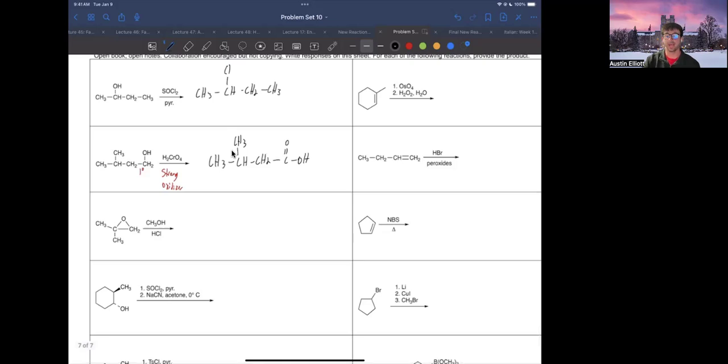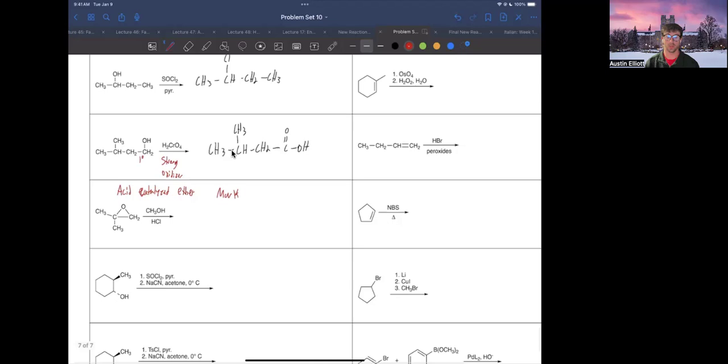Moving forward, we have our acid catalyzed with that HCl, so acid catalyzed ether. This one is Markovnikov, and we're going to add that OCH3 to the more substituted carbon and the alcohol to the less substituted carbon. And you can go back through the notes that I did earlier in the video to answer this one. So now moving back down, we have SOCl2 and pyridine again.